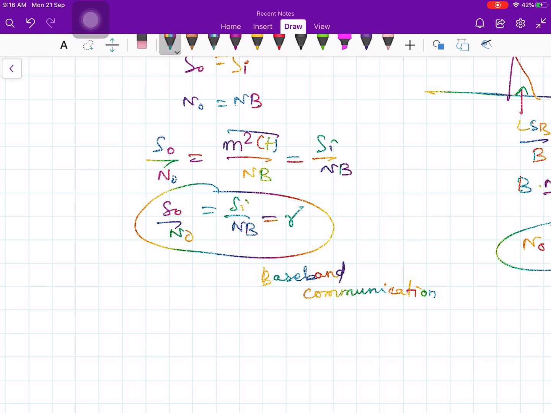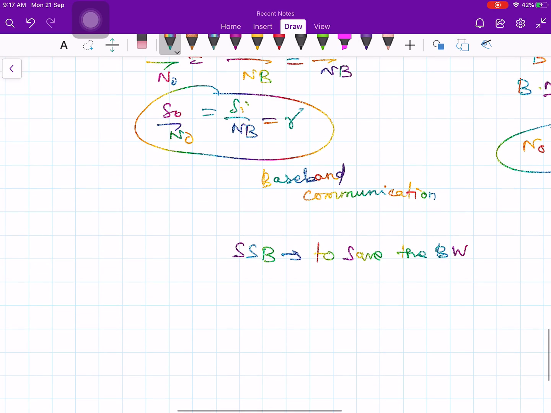Okay, why did we go for SSB? To save the bandwidth, right? We did not go to the SSB because it gives some other advantage. We went to SSB only because it gives better bandwidth efficiency. It is not because you like to have a superior noise performance. It is simply to save the bandwidth. So in no way is your SSB superior compared to DSBSC in terms of noise performance.